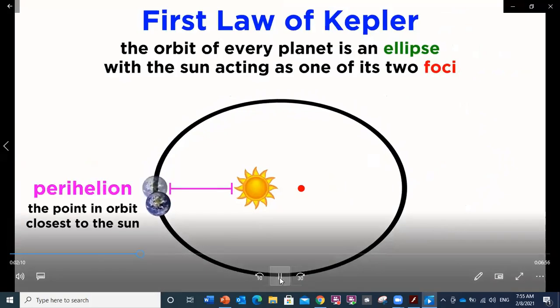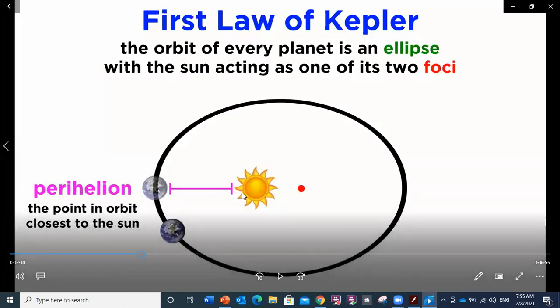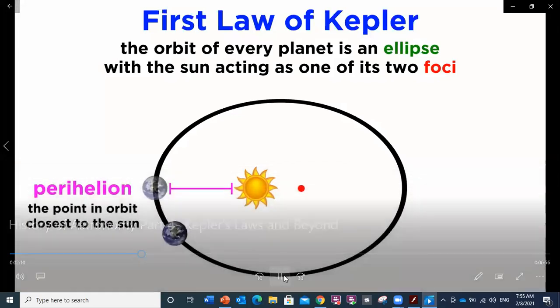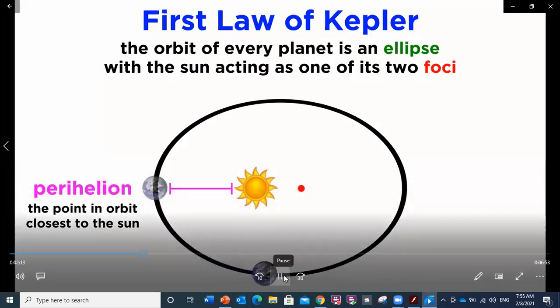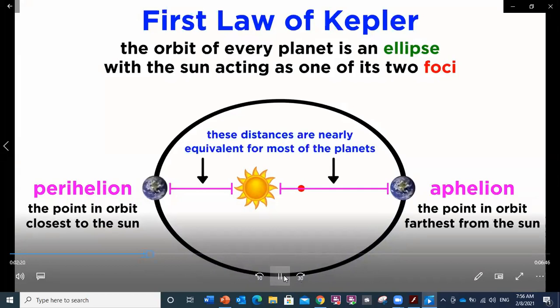As you see here, in the elliptical shape, the Earth will be one time close to the Sun, and when it goes to the other side, it will be far from the Sun. The point in a planet's orbit that is closest to the Sun is called perihelion, and the point furthest away is called aphelion. The distances to these points are very close for most of the planets because the ellipses have very low eccentricity, but nevertheless, they are not circles.